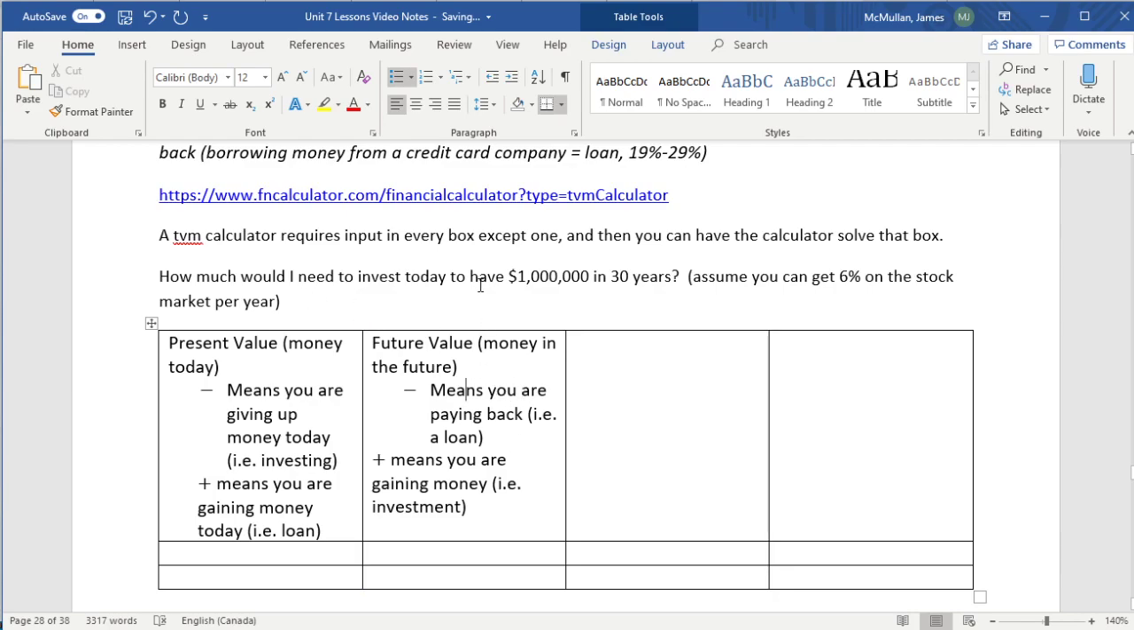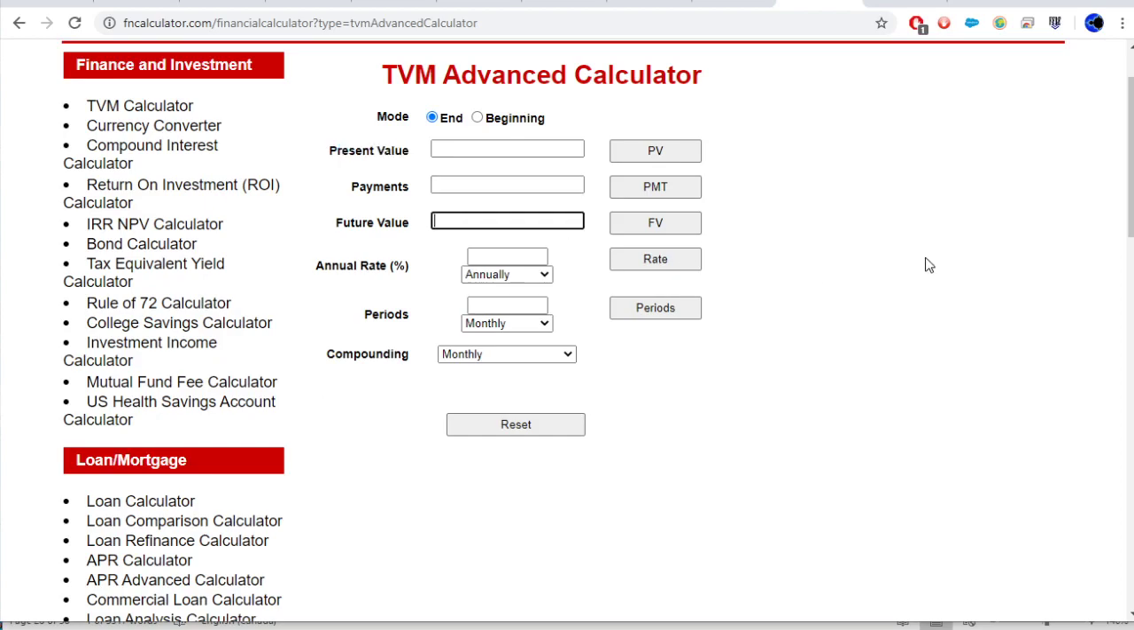So in our example, it says I want to have $1 million in 30 years. So I'm going to say for future value 1,000,000, and I'm going to leave it as positive because I want to gain that money. I don't want to lose it.